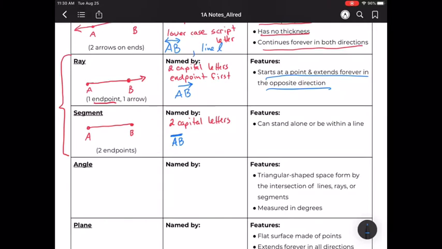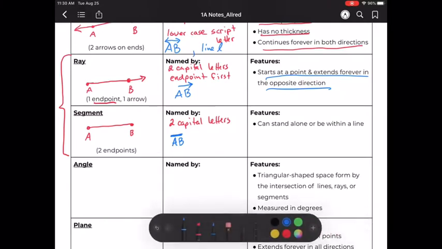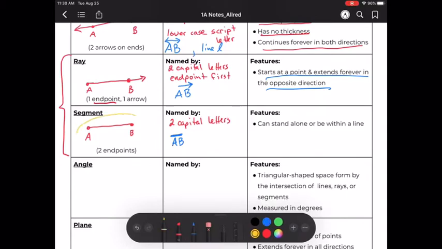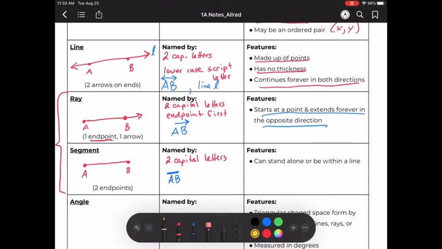Now, this can stand alone or could be within a line. What that means is this is standing alone. This is part of a ray. And then this segment AB is still part of that full line.